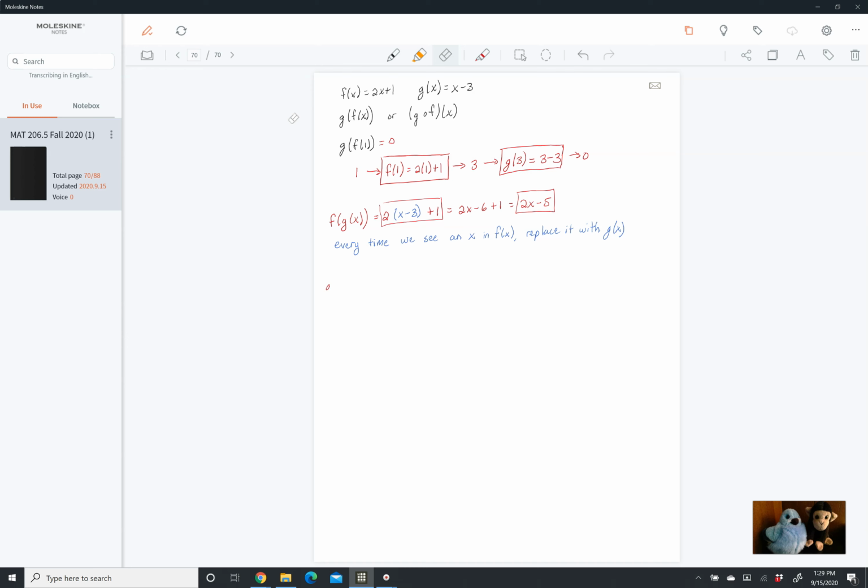If we wanted to do g of f of x, so this time, as we said, every time we see an x in g of x, we're going to replace it with the f of x.